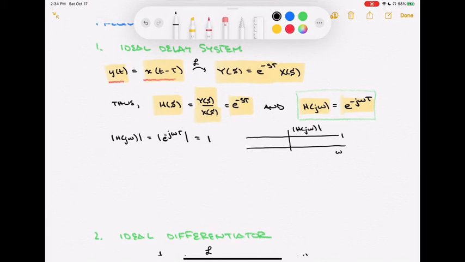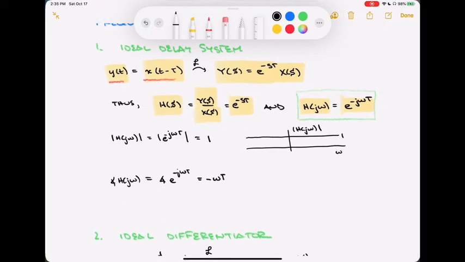The phase response is where everything interesting is happening with this delay system. So I look at the angle of H(j omega), which is the angle of e to the minus j omega T. This was already in polar form, and for a quantity written in polar form, the angle is whatever e to the j is multiplied by. Here we see e to the j times minus omega T. So the phase here is minus omega T.